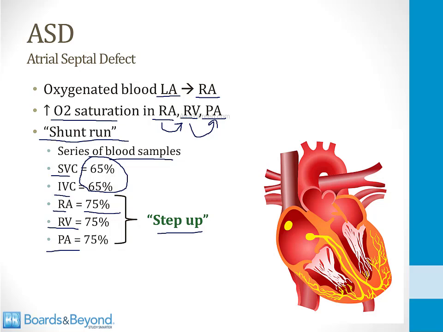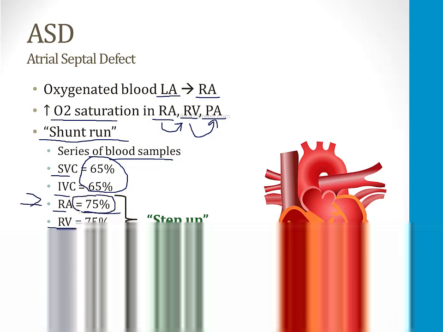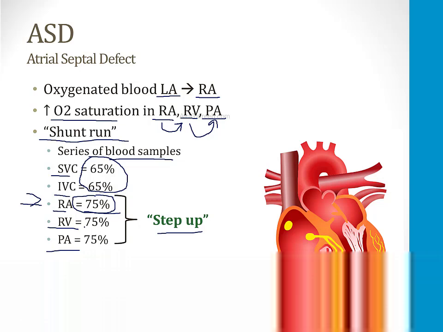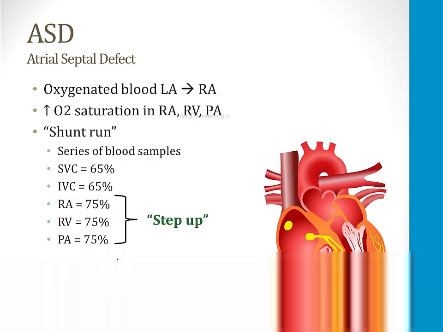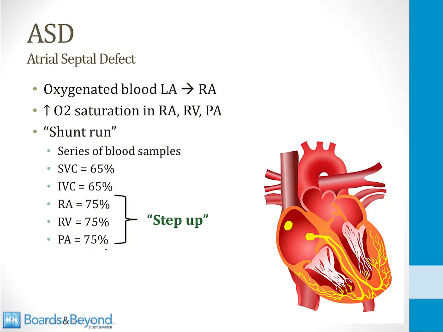The reason this is happening is because oxygenated blood from the left atrium is crossing to the right atrium. That raises the oxygen saturation in the right atrium, and then it also raises it in the right ventricle and the pulmonary artery. And now I've cleared away my ink just to show you that you can also see a step up in the case of a VSD.